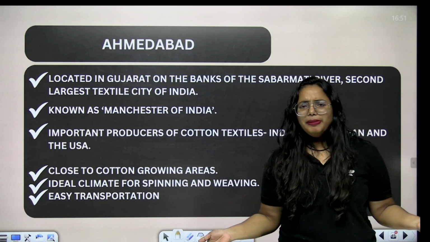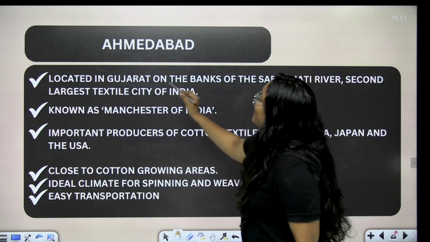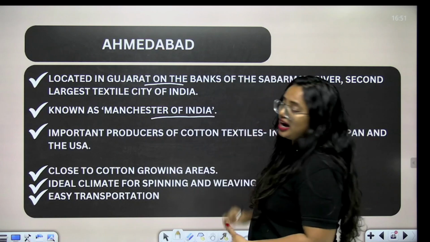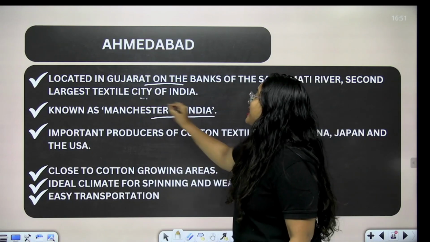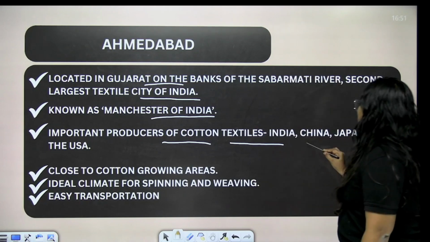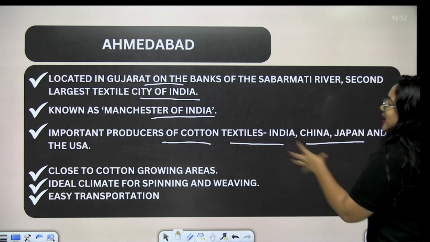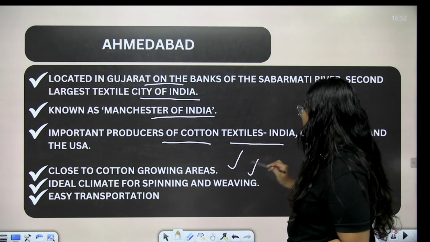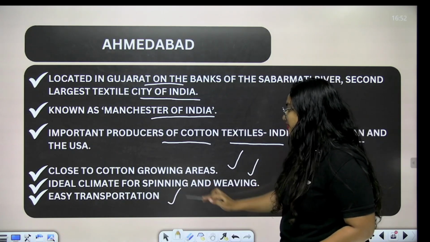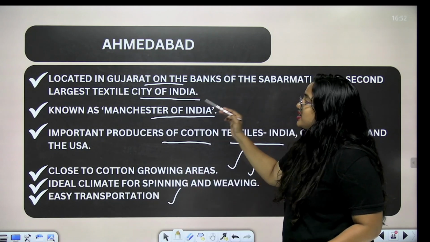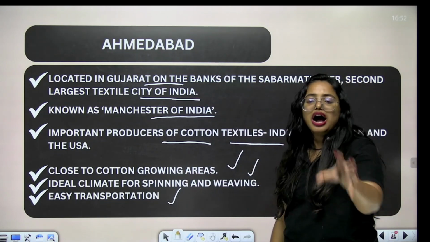What about Ahmedabad? This is located in Gujarat and is known as the Manchester of India. It is the second largest textile city of India, and important producers of cotton textiles are India, China, Japan and the USA. It is very close to cotton growing areas, with an ideal climate for spinning and weaving and easy transportation. These are the major reasons why cotton industries are very much concentrated in Ahmedabad.